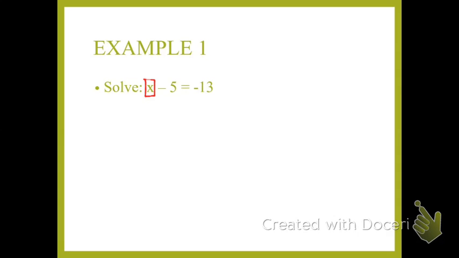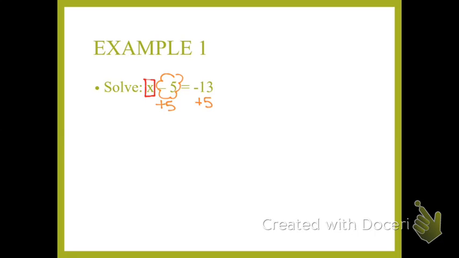So first you find the variable, and then you figure out why it is not by itself. In this case, the x is not by itself because there is a minus 5 on the same side of the equal sign. You use an inverse operation to get the x by itself, or to isolate the variable. So the inverse of subtracting 5 is adding 5.